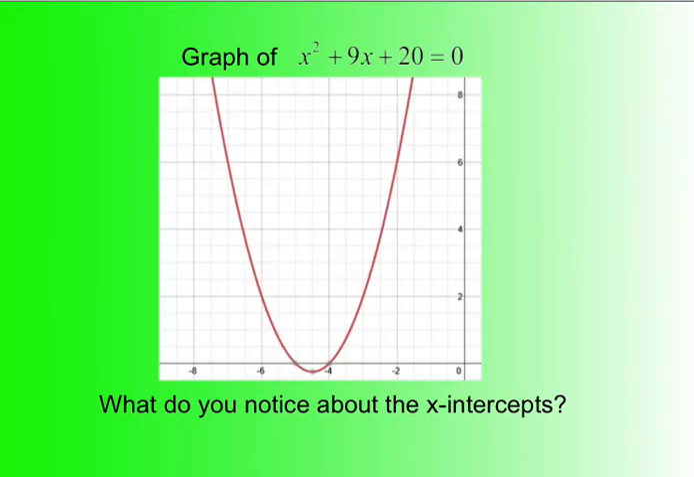Let's take a look at the graph. So here's the graph of the quadratic we just drew. What you notice is it's crossing the x-axis at negative 4 and negative 5. So that's what the quadratic formula and factoring does for us when we're talking about the actual graph.